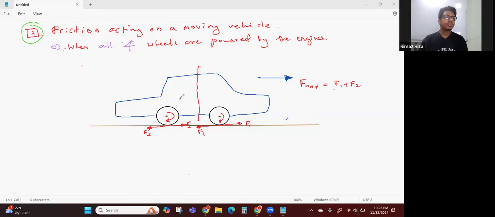So for example, if the engine is mostly at the back and the mass distribution is different, then the frictions will be different. You can mark them as F1, F2, because we know the car is not symmetric, right? We can't say they have the same forces, because F is proportional to R, the normal reaction force. By considering vertical equilibrium, R is equal to the weight, mg. So if this side is much heavier than that side, then this side's normal reaction force is larger, and therefore the friction will be higher on this side. Okay.